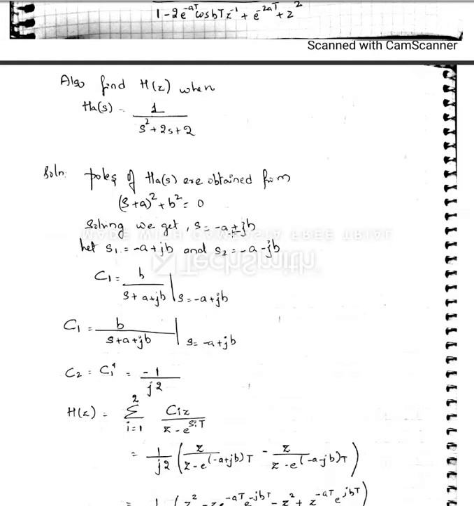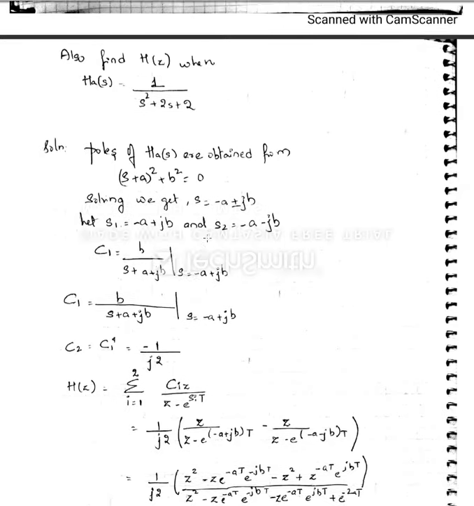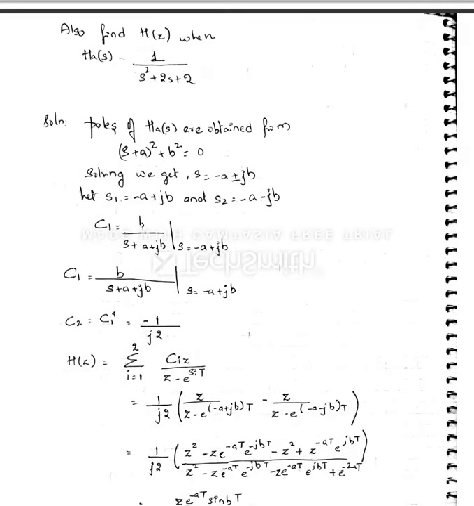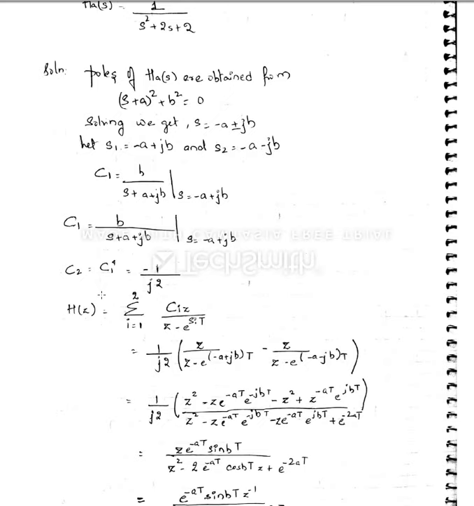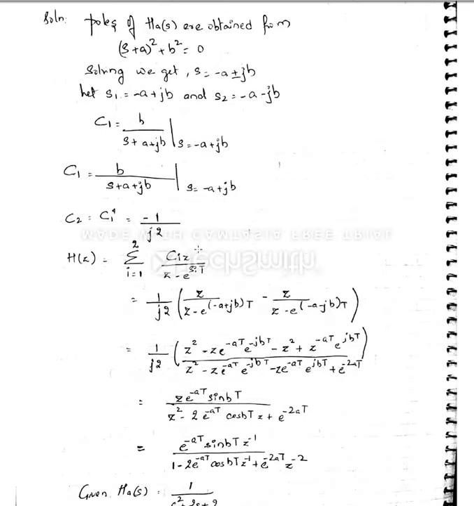So let's assume s1 is minus a plus jb and s2 is minus a minus jb. Now C1 will be found by partial fractions. You can see this is again a conjugate, so if you find C1, C2 will be the conjugate of this. The value of C1 you can find, it will be 1 by 2j, so C2 will be minus 1 by 2j.